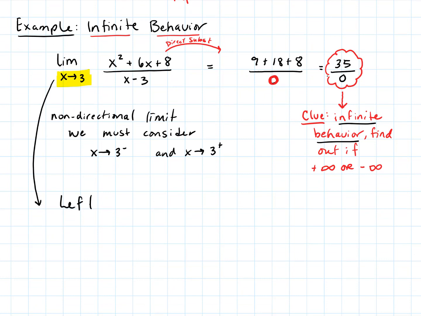So let's consider the left first. As we are approaching 3 from the left, what is going to happen to x squared plus 6x plus 8 over x minus 3?